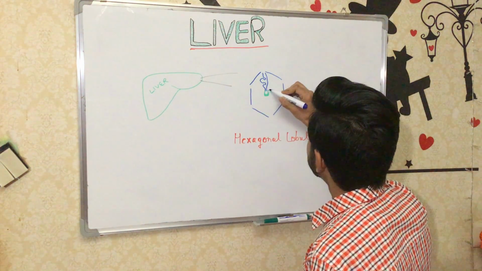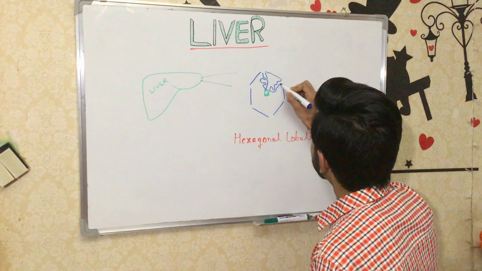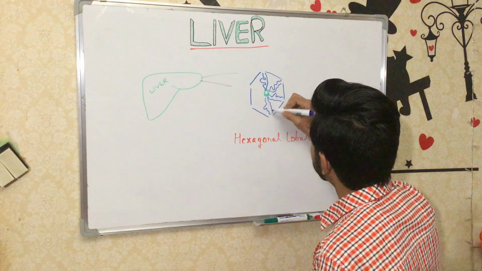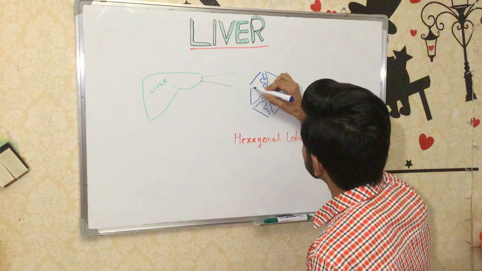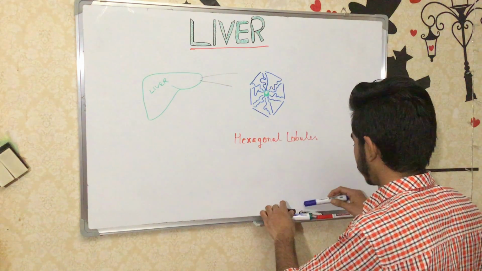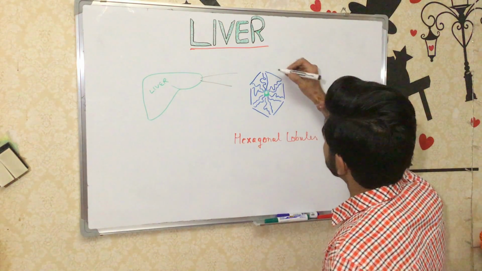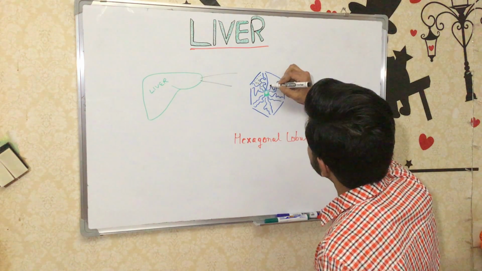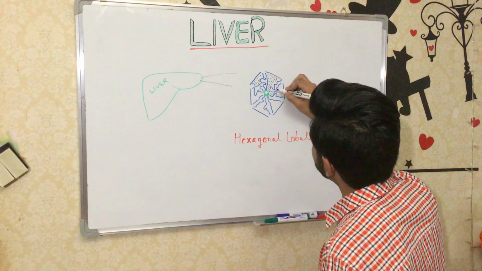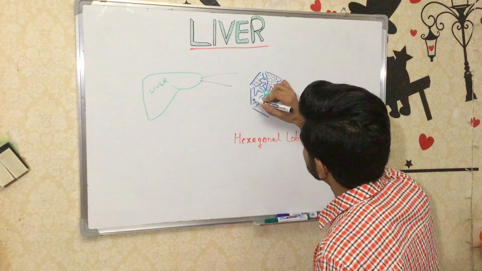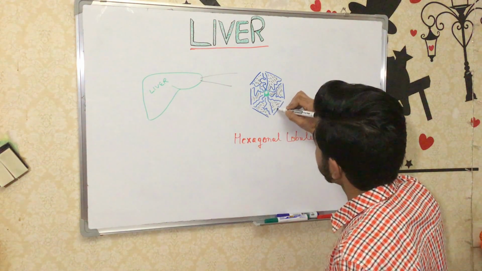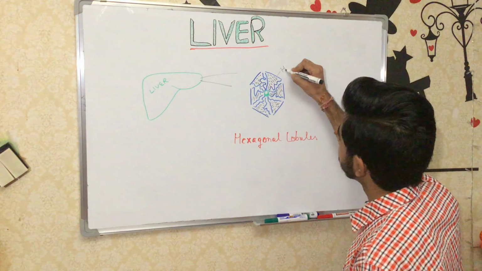So first let me draw the sinusoids. These are the sinusoids which are draining into the portal triad. So these are the sinusoids over here. And between these sinusoids we have some kind of cells, hepatic cells, and those hepatic cells are also called the hepatocytes. So in between these sinusoids actually the hepatocytes are present. These structures are the hepatocytes.